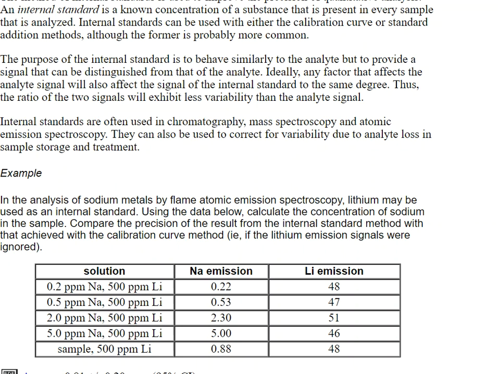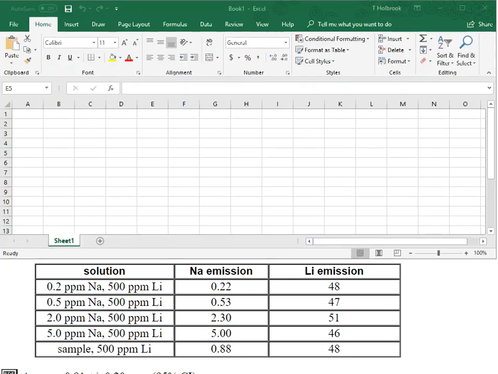So I need to go to Excel and plot a calibration curve, and it tells me I also need to plot a calibration curve using the internal standard, and I need to compare those two things together. So let me open up Excel. So here we go. The first part of the question said, just pretend like lithium wasn't run. Just pretend like this is a normal calibration that you would have done in any old day leading up to this lecture series, because you didn't know what an internal standard was at that point. So I'm just going to pretend like lithium's not present.